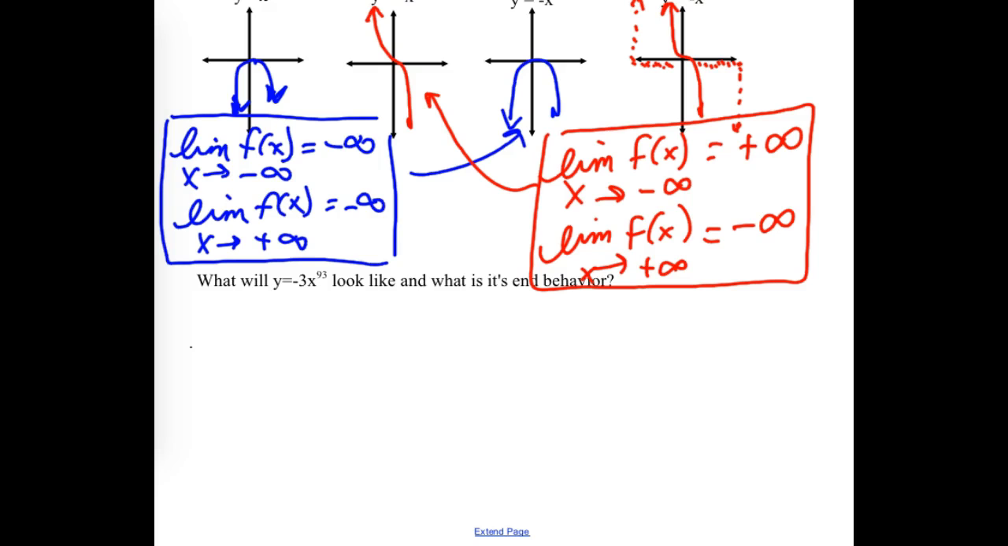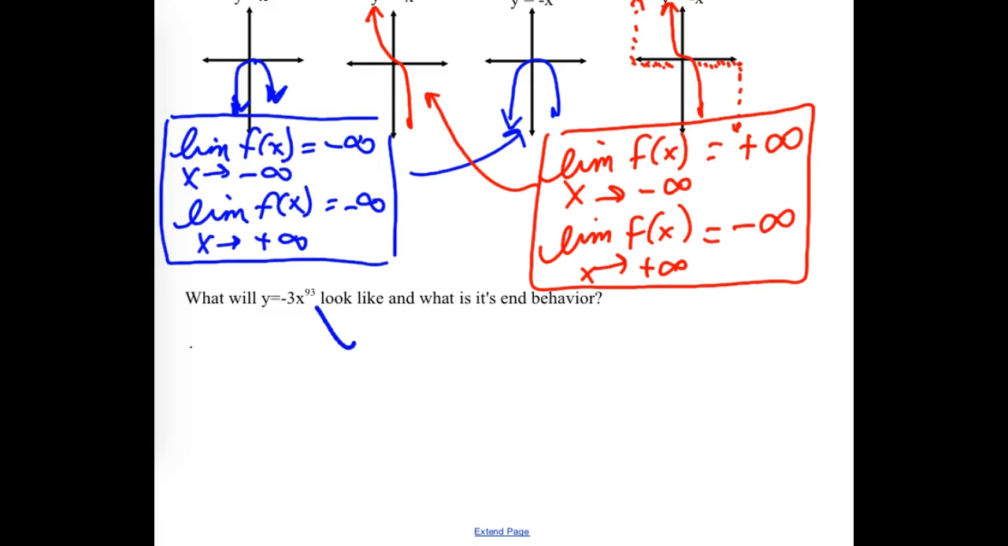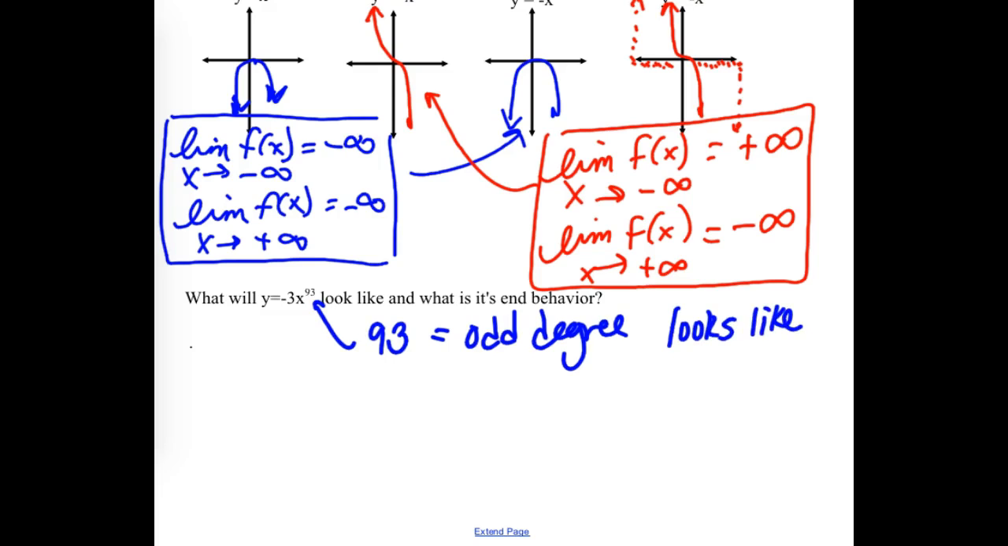All right, so our question here says, what will y equaling negative 3x to the 93rd look like, and what is its end behavior? So the first thing I start with is its degree. Our degree here, this 93, is an odd number. Okay, so it's going to look like an x to the 3rd, x to the 5th, x to the 7th, any of those graphs. Okay, so that would be the red ones that I just graphed above here.